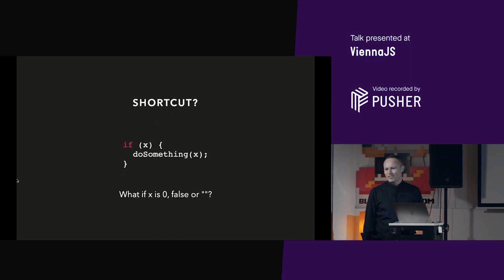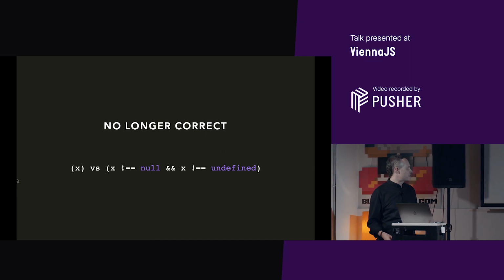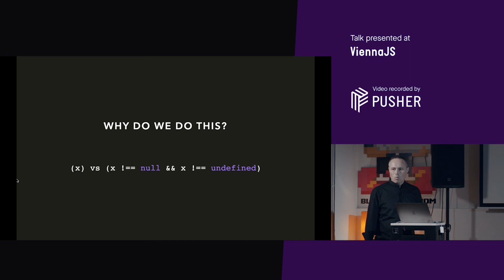But what if x is 0? What if it's false? What if it's an empty string? Well, then it's not really going to work. And so it's not really correct anymore. So we've got this correct thing where we're checking against a nil check, right? We're checking if we can compute with x versus just checking if it's truthy, which is a JavaScript trick where it just checks to see if it coalesces to true or false.